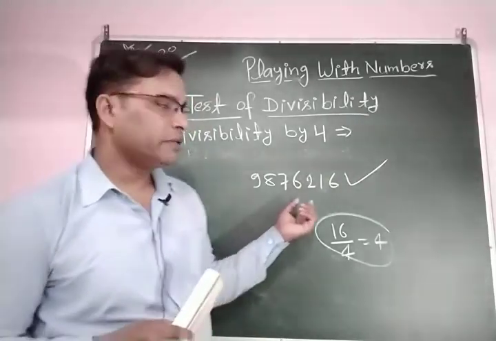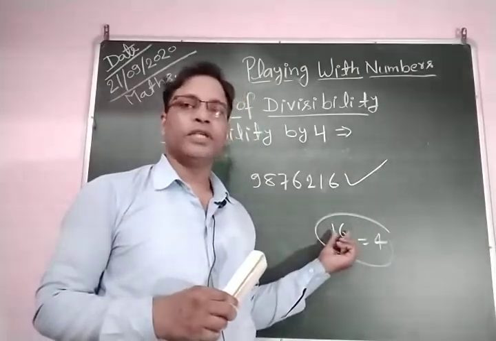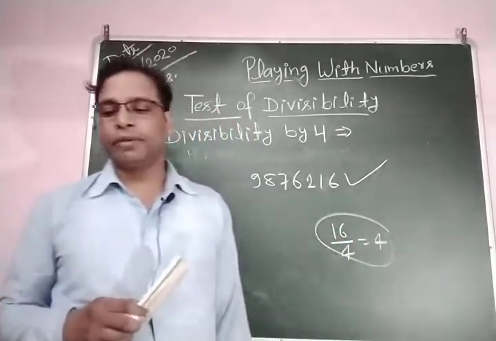In this number, first we take the last two digits. The last two digits are 16. So 16 is divisible by 4, and then this number is also divisible by 4.